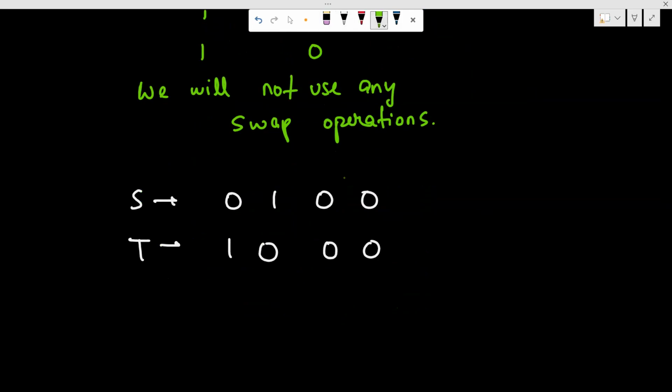So can you guys figure out at which indices I have the problem? Do you guys agree that at this particular index, the characters corresponding to this index in string S and string T do not match? Do you all agree? Similarly, at this particular index as well, the characters do not match. But at these two indices, the characters do match. Do you all agree with me on this point?